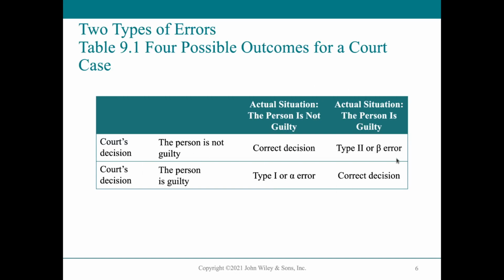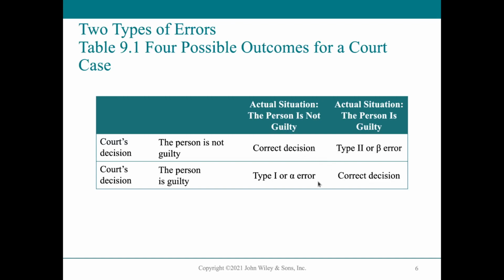And lastly, the last outcome is that if the person is guilty and you have found that person to be guilty, so for example, in your investigation, there is a significant difference, and there really is a significant difference, which is the actual truth. That's a correct decision.